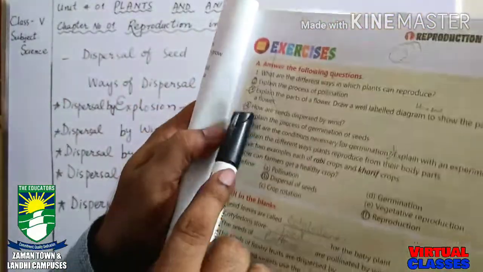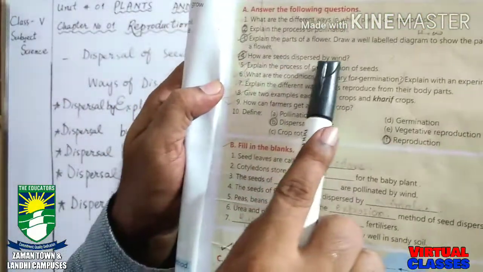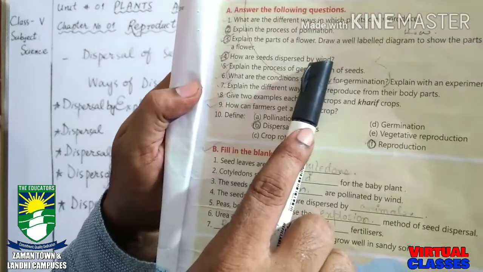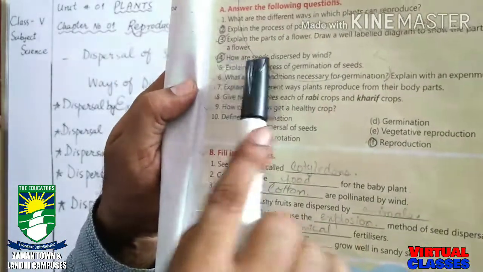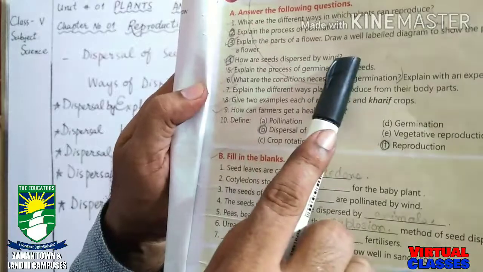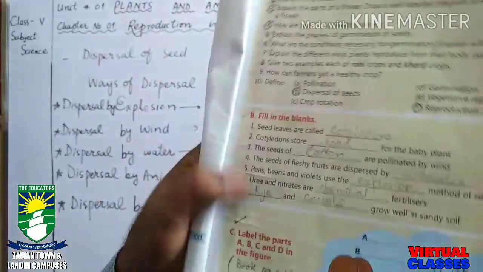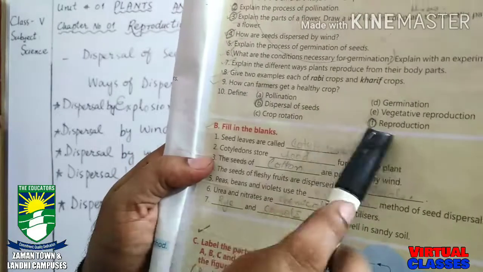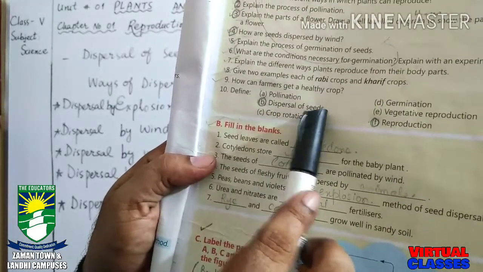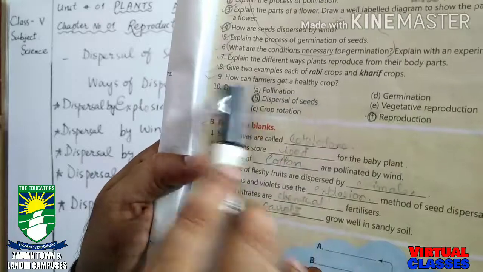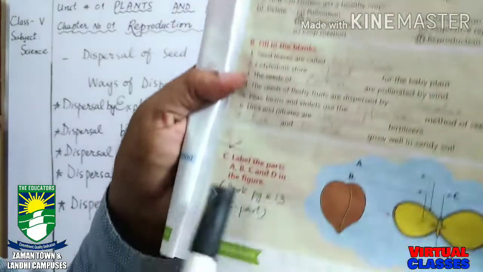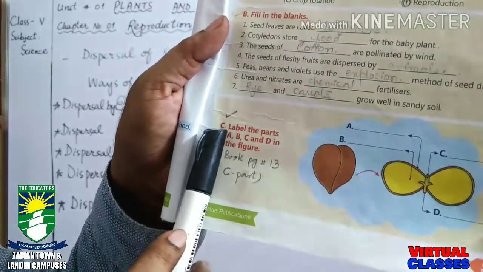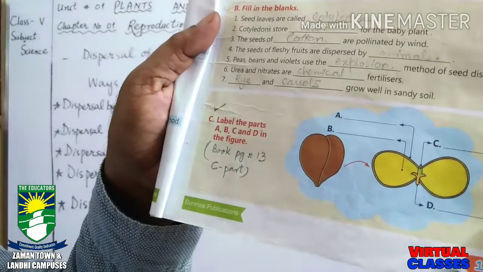Then the question number 4. How are seeds dispersed by wind? You will only tell one way how the seeds are dispersed by wind as I have explained right now, and there are two definitions I have given you in the homework: dispersal of seeds and reproduction. You will define these two terms and then you will come to part C, page number 13.